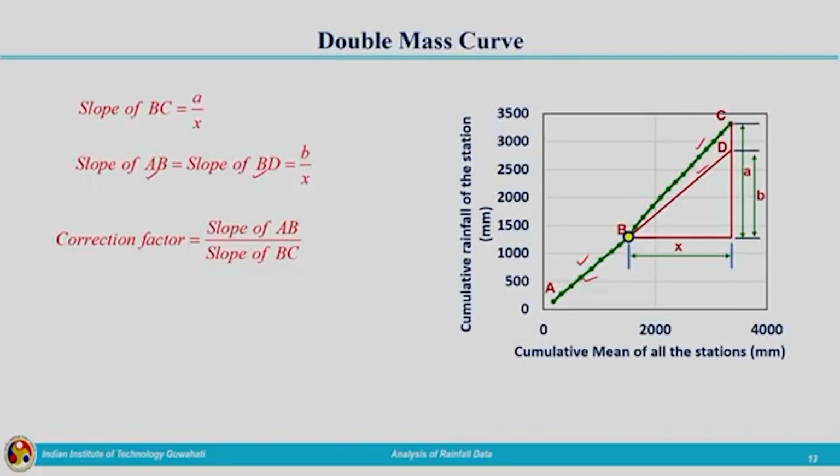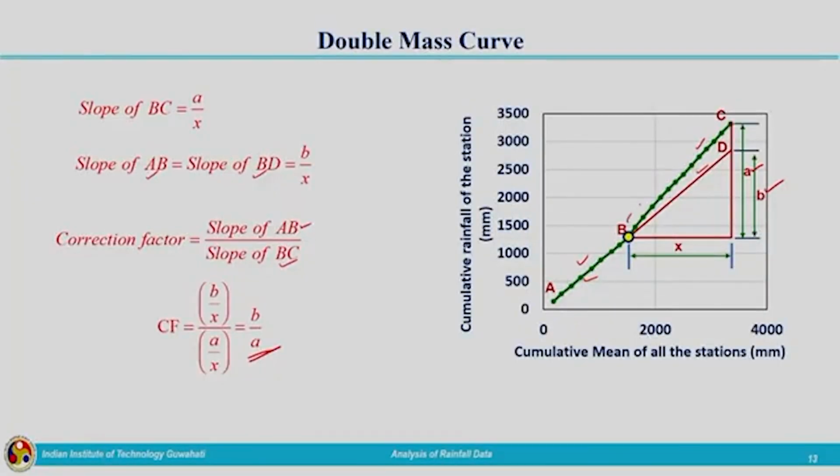Now, in what way will we do the correction? We need to find some correction factor. That correction factor can be calculated by taking the ratio of slope of AB divided by slope of BC. Slope of AB is B by X and slope of BC is A by X. So, the correction factor will be given by the ratio B divided by A. We only need to get the ordinates A and B. If A and B are known to us, we can get the correction factor.